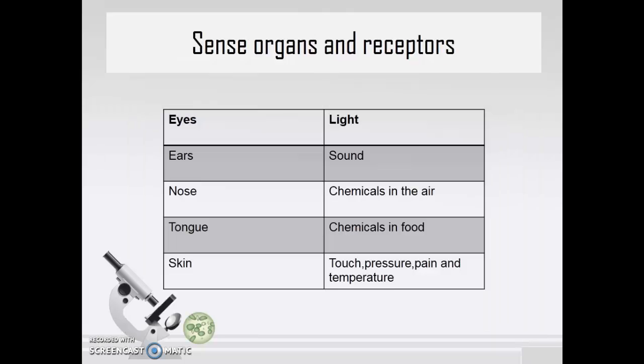Now you can see here I have mentioned the names of 5 sense organs. Eyes are sense organs, and they can detect the stimulus of light because they have receptors for that. Ears can detect changes in sound. Nose has receptors which can detect chemicals in the air. Tongue has receptors for chemicals in the food, and skin has receptors for touch, pressure, pain, and temperature.